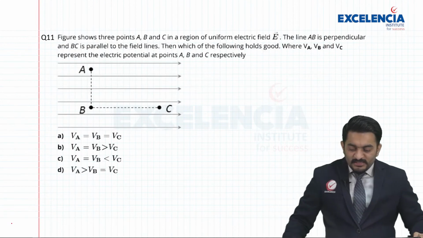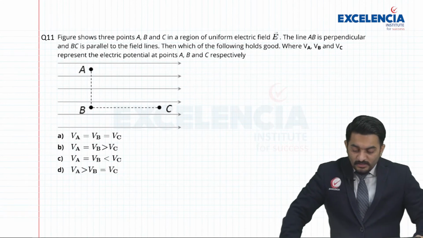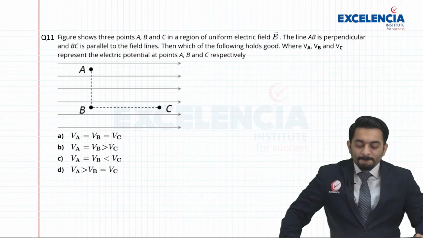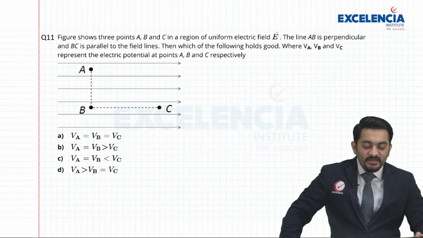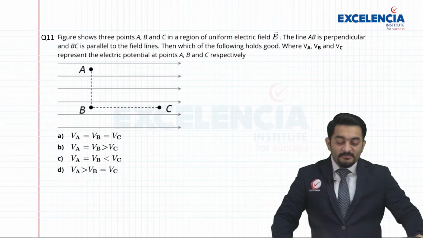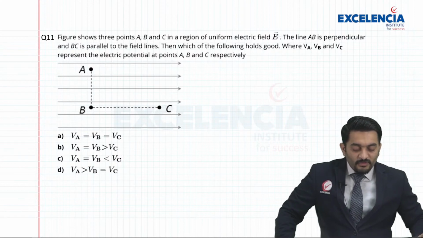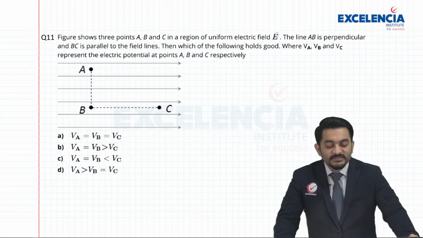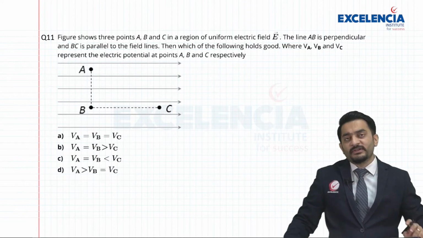Now the next question in this unit of electrostatics says: the figure shows 3 points A, B and C in a region of uniform electric field E. The line AB is perpendicular and BC is parallel to the field line. Then which of the following holds good, where VA, VB, VC represent the electric potential at points A, B, C respectively.